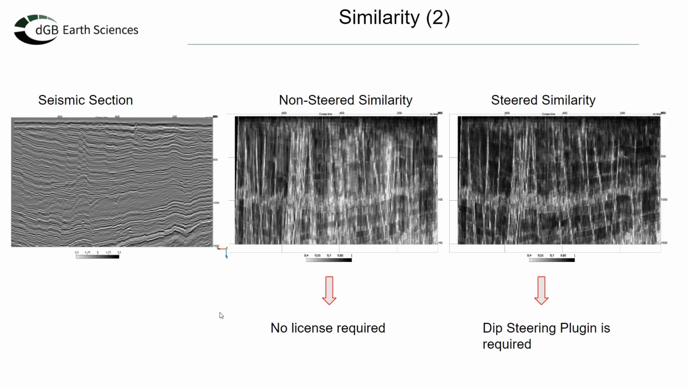This is a comparison between the non-steered similarity and the steered similarity. In one, we did not use the dip field to compute the coherency, and in the other we used it, and you can tell the difference. You can see how we improve the definition of faults between these two images. It's just amazing.